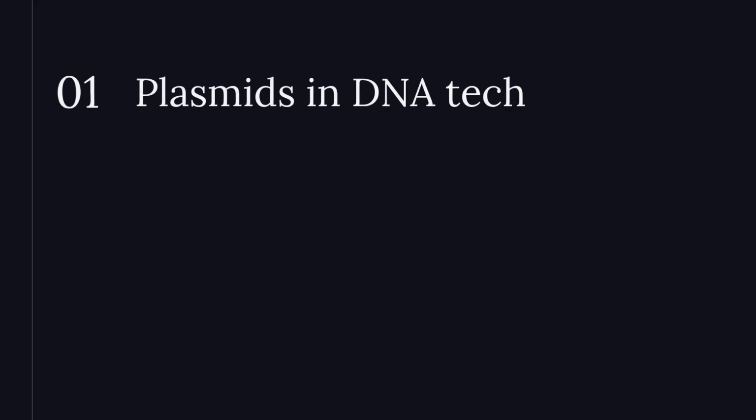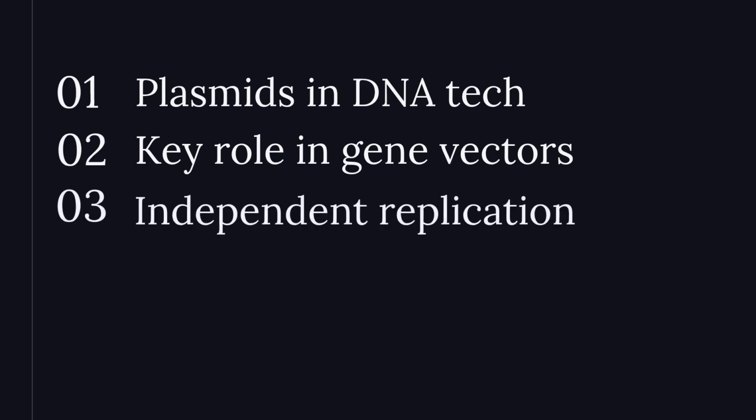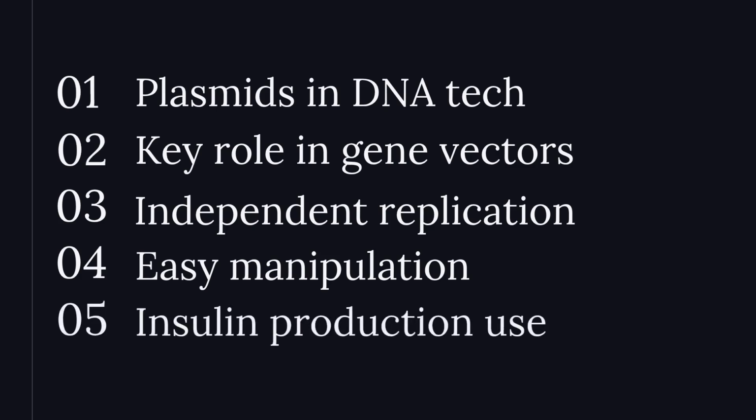Bacterial plasmids play a key role in recombinant DNA technology. They act as vectors to carry genes into host cells. Plasmids are ideal due to independent replication and easy manipulation. They are used in large-scale insulin production for diabetes treatment. This application highlights genetic engineering's medical impact.